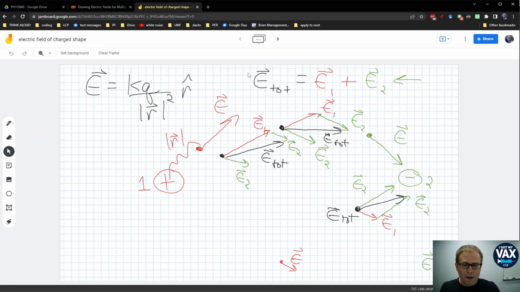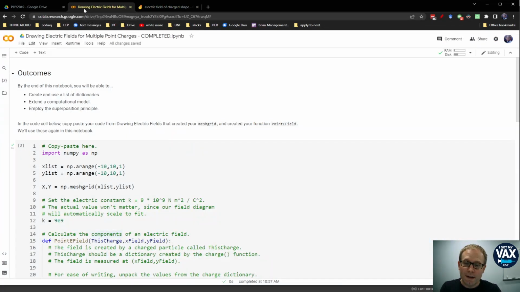Now, that's all well and good to get this nice little picture, but you've seen that it can take you 10, 15 minutes to calculate one of these electric fields. Now we want to do it for 2 charges and maybe later 4 charges or 10 charges. That's where computer code comes in really handy.